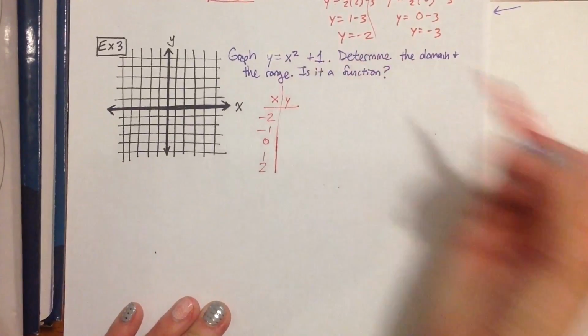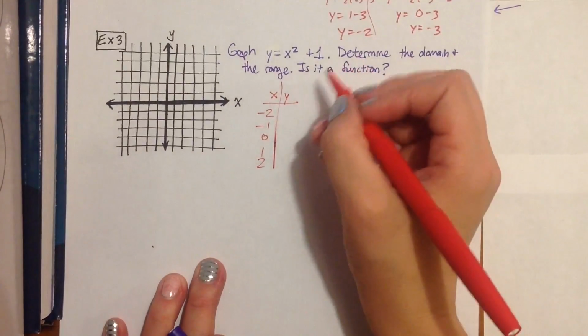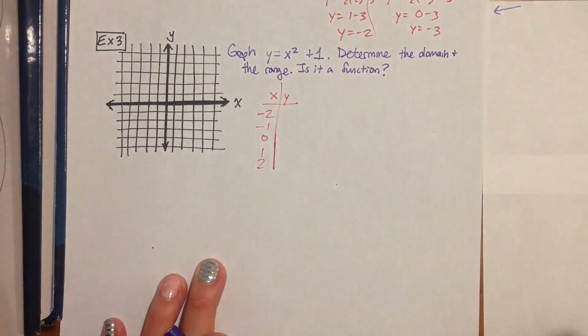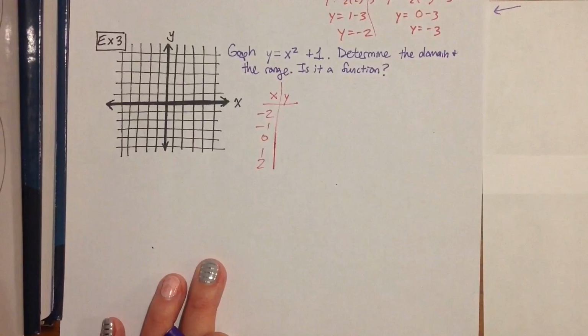I have x squared this time, so be aware on your calculator, parentheses are your friend. Parentheses are your friend in this example. Because whenever we square negatives, we need to make sure the calculator knows that we are still going to get a positive. So here we go. Plugging these in.